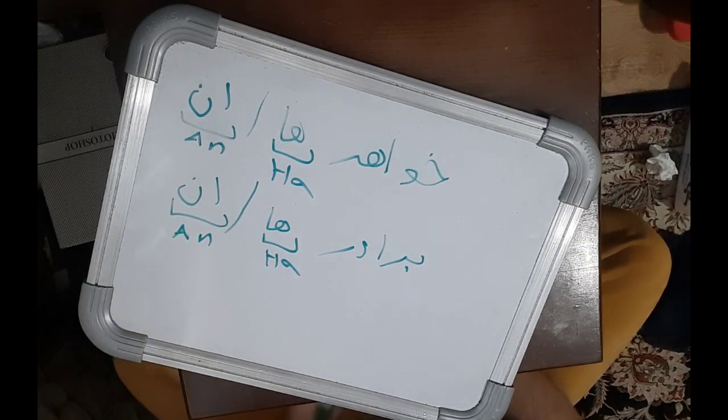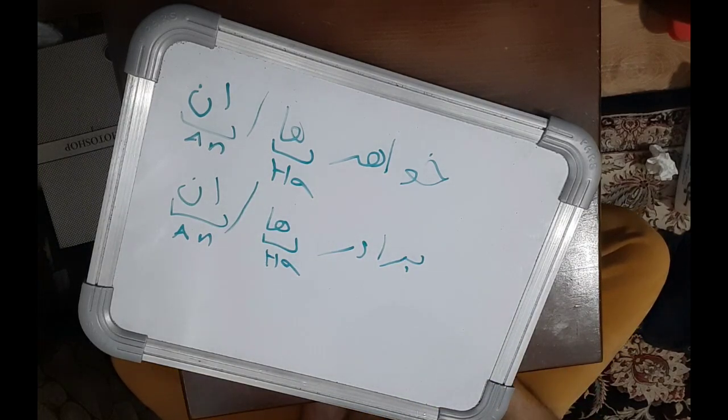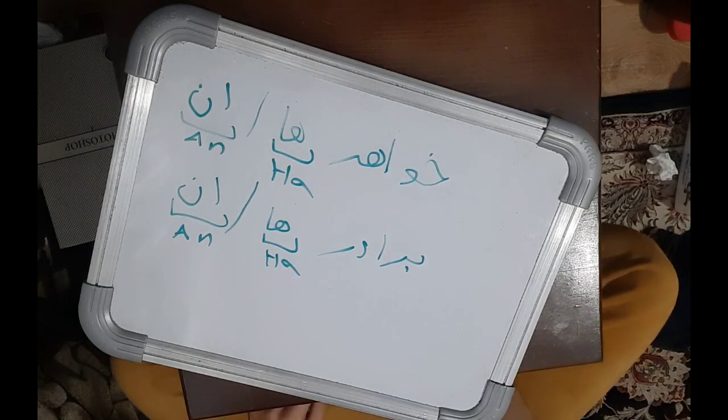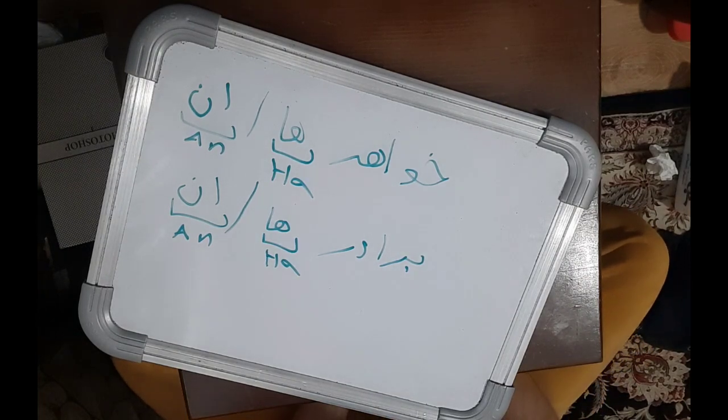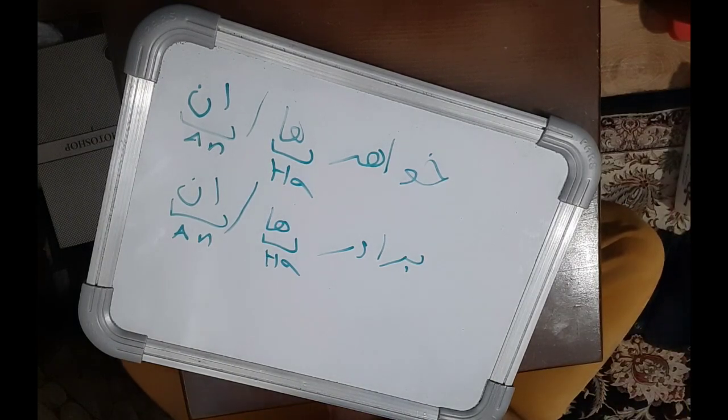So it would be برادران, خواهران. And it's more poetic and more original to say it like this, more Persian-like, you know. So there are two ways. You could say خواهرها, خواهران, برادرها, برادران. And there are exceptions as well.